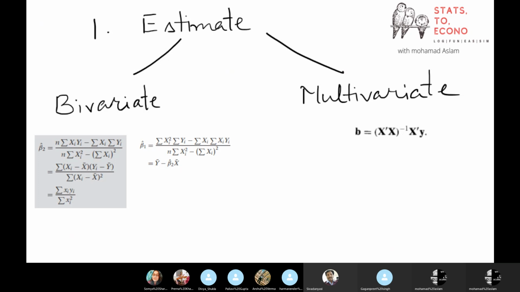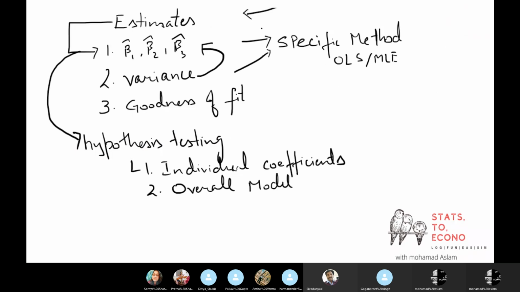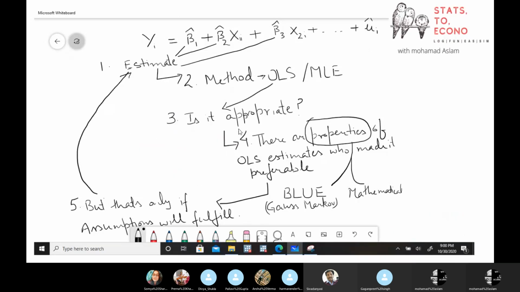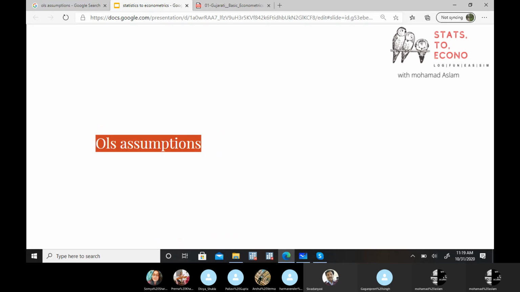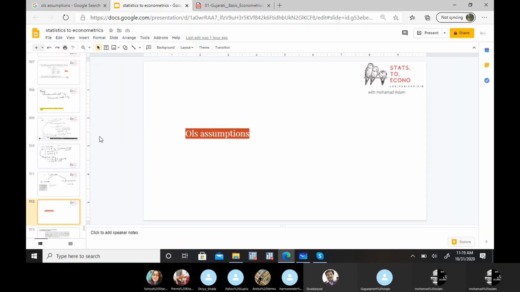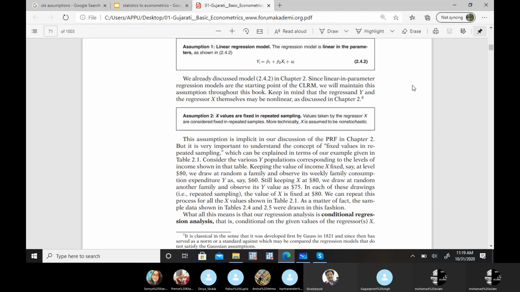So this is what we have done so far in this estimate part. So this estimate is done. But with this estimate, we then have to find whether the estimates are appropriate or not. So to understand these properties, first go with the assumptions. Today, first I'll start with the OLS assumptions, and for the OLS assumptions, I'm going to start with the Gujarati assumptions. These assumptions are in all the econometric textbooks. You can read from any of the textbooks you want.